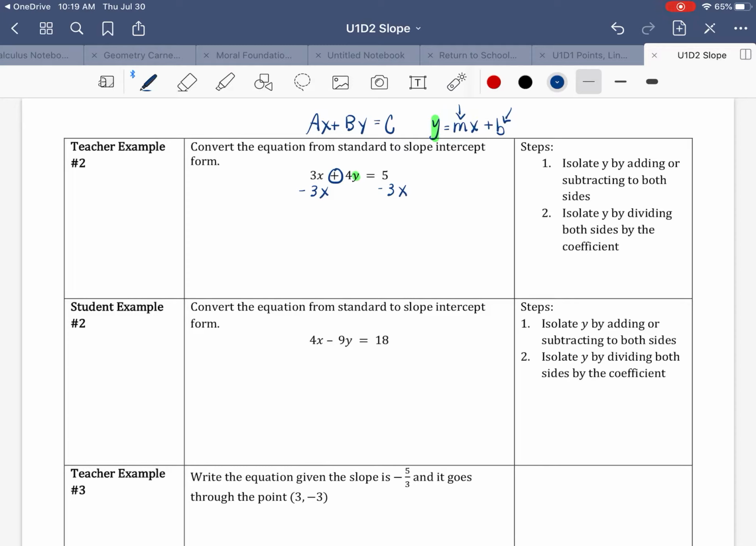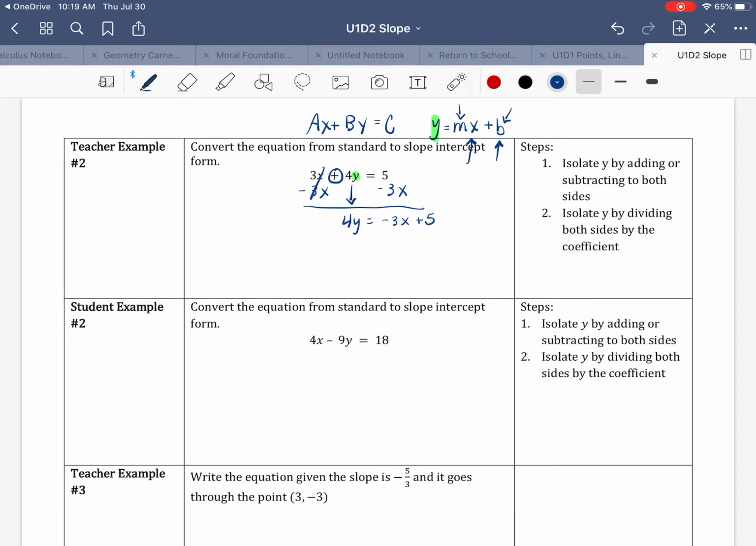And 3x minus 3x goes to 0, so it goes away completely. We can cross it out. Our 4y drops down. And then we have negative 3x and a 5. We know those are not like terms, so we can write them negative 3x plus 5. And you'll see that I wrote the negative 3x first because in our slope-intercept form, our x's come before our constants.